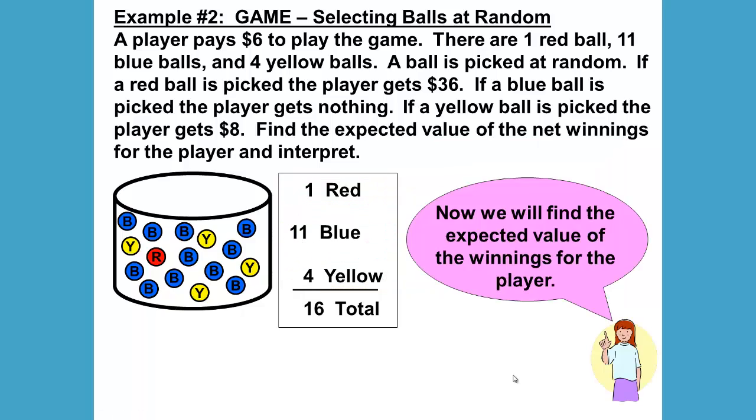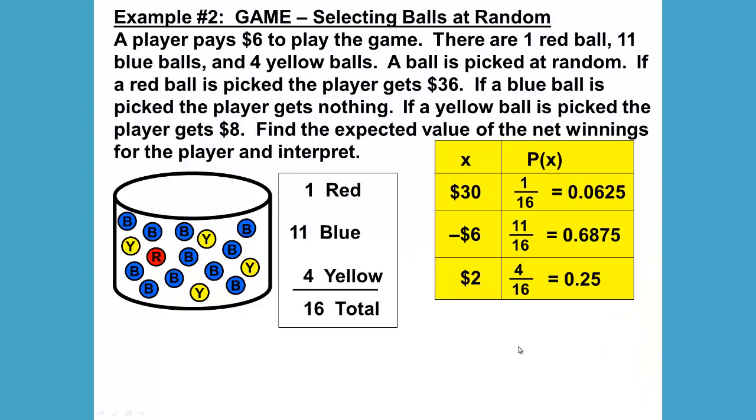Now we need to find the expected value of the winnings for the player. First, remember what our formula is for the expected value. It is the same as our formula for the mean, the sum of x times p of x, and it is another word for the mean. It is the long-term average. Notice because we did not ask for the standard deviation or the variance, it's probably easier just to use this formula and not to use the table. But if you use the table, that is also an acceptable way to do this.